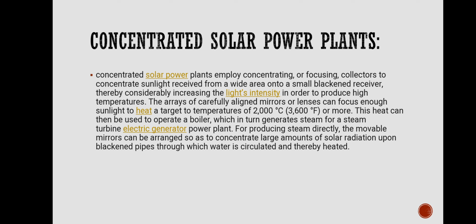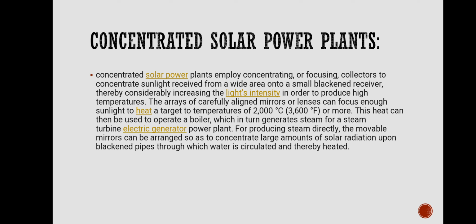Concentrated solar power plants. Concentrated solar power plants employ concentrating or focusing collectors to concentrate sunlight received from a wide area into a small blackened receiver, thereby considerably increasing the light's intensity in order to produce high temperatures. The arrays of carefully aligned mirrors or lenses can focus enough sunlight to heat a target to temperatures of 2000 degrees Celsius or 3600 Fahrenheit or more.